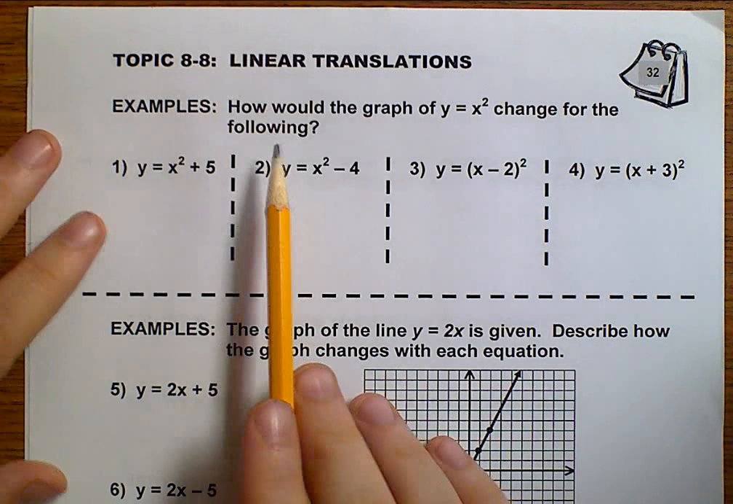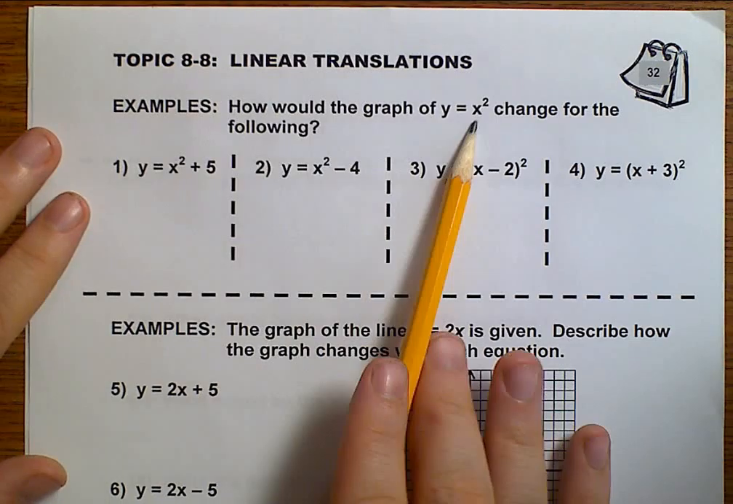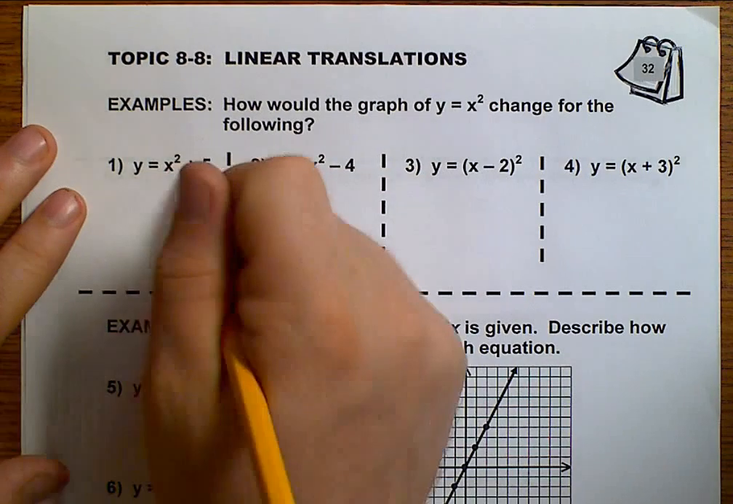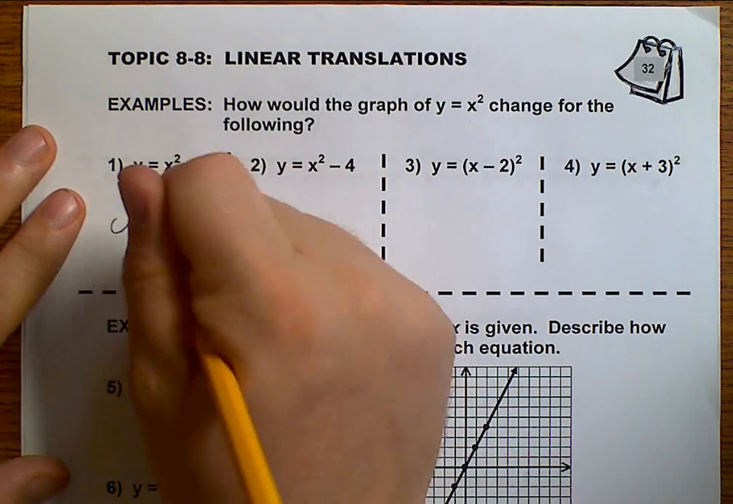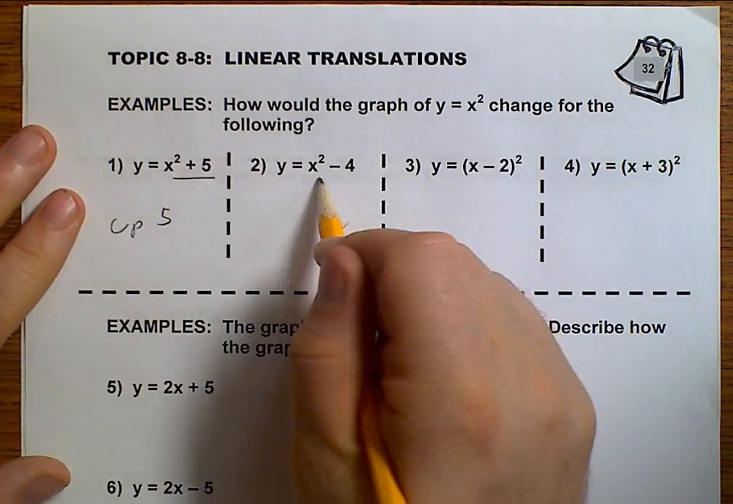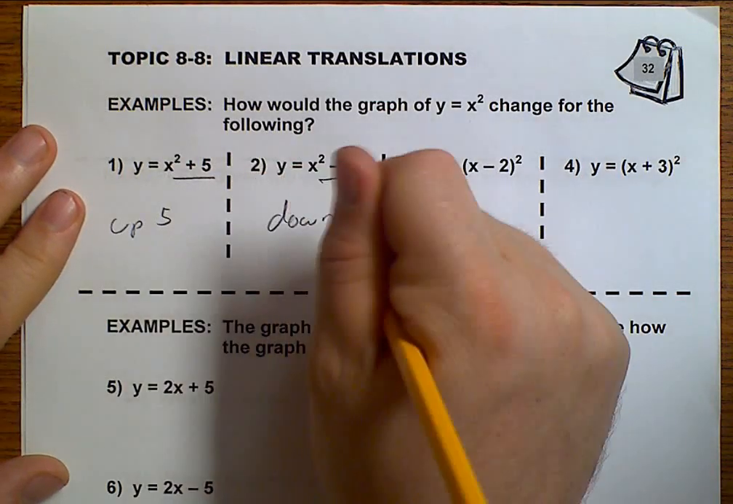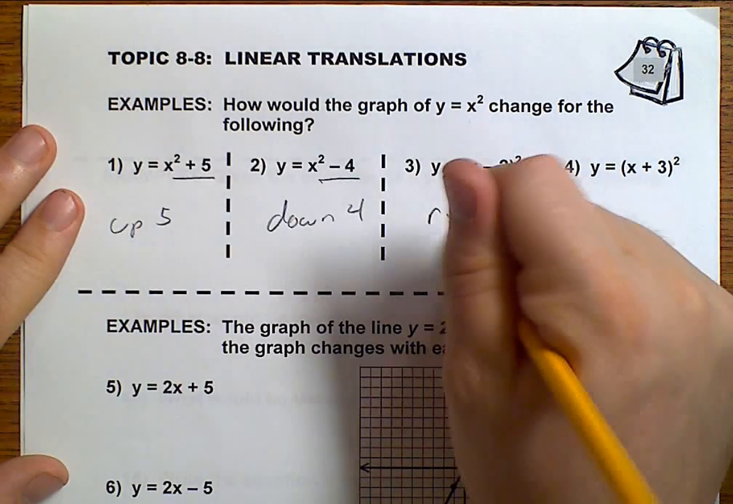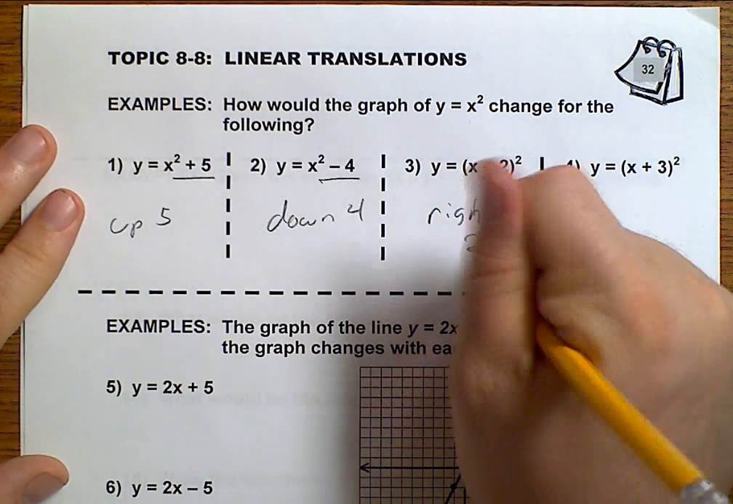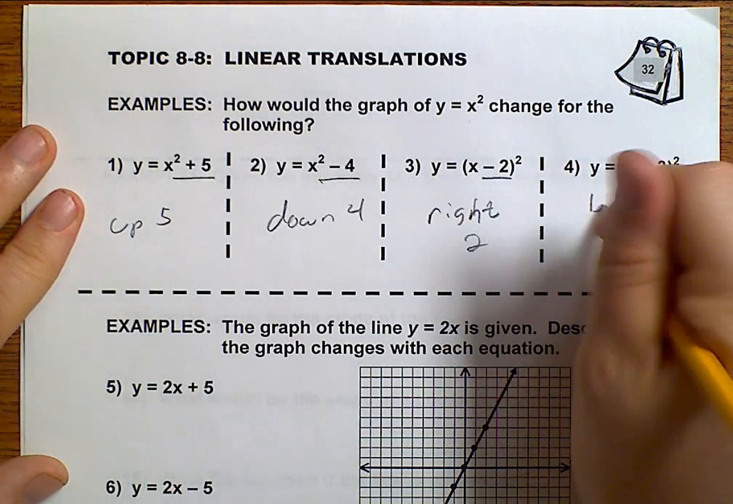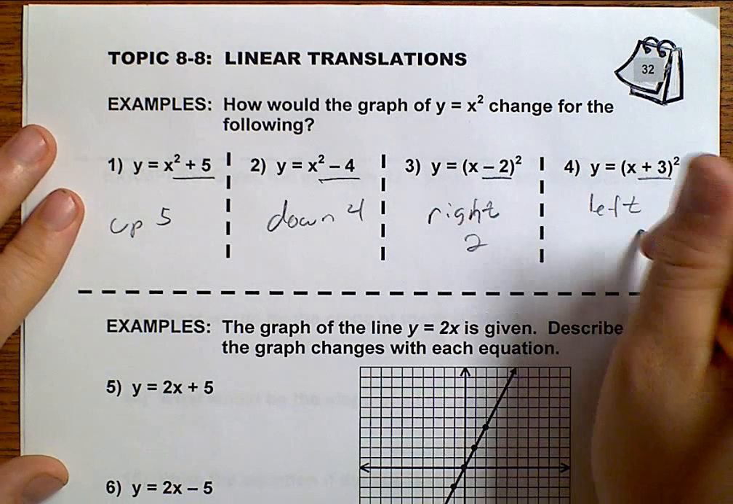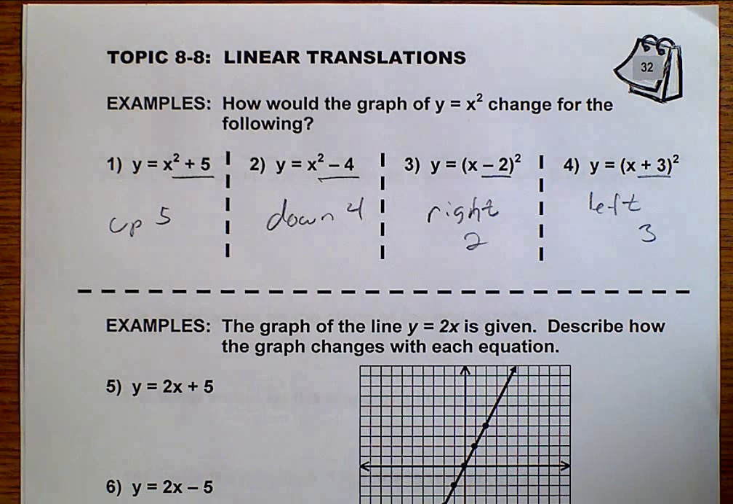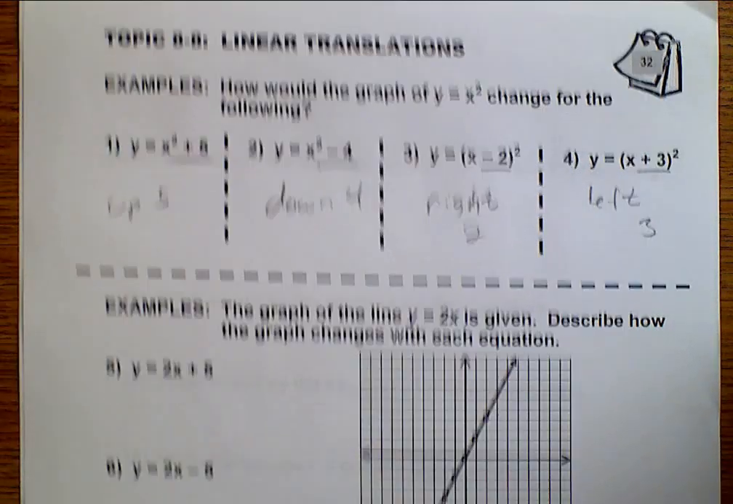So first some examples. How would this change for the following? Here, that's going to move it up 5, down 4, right 2, and left 3. All very simple. Well, let's see what happens when we have these linear equations.